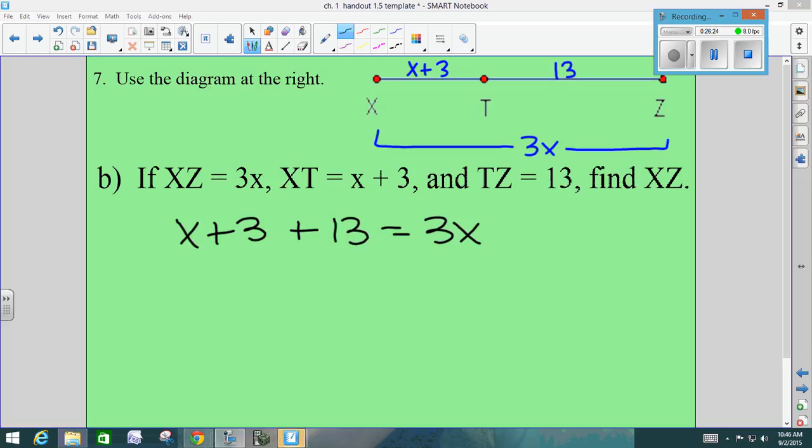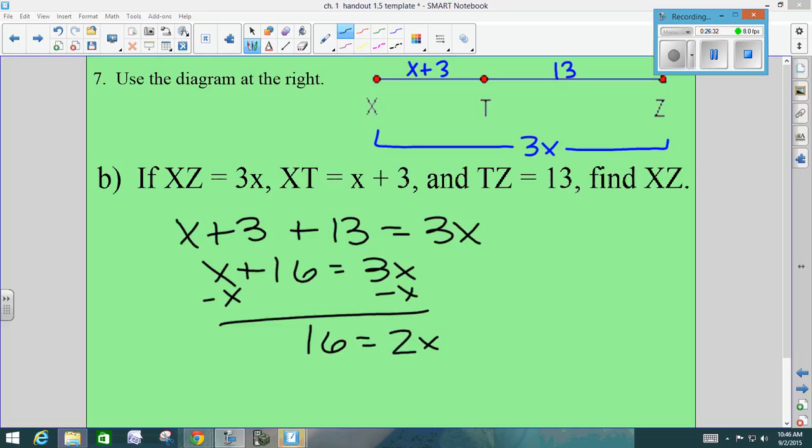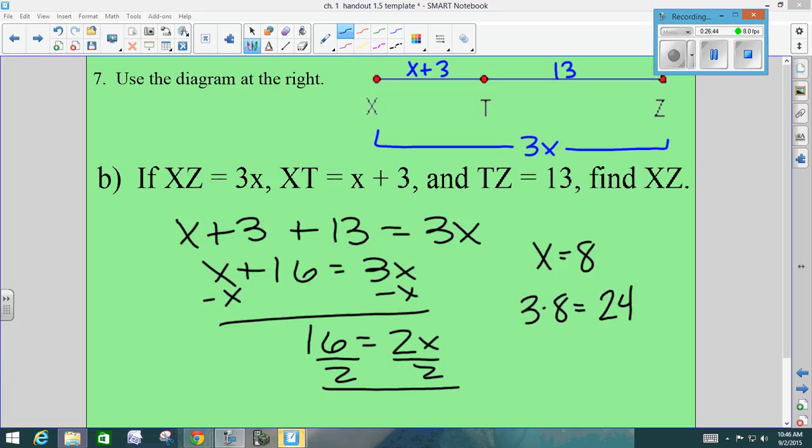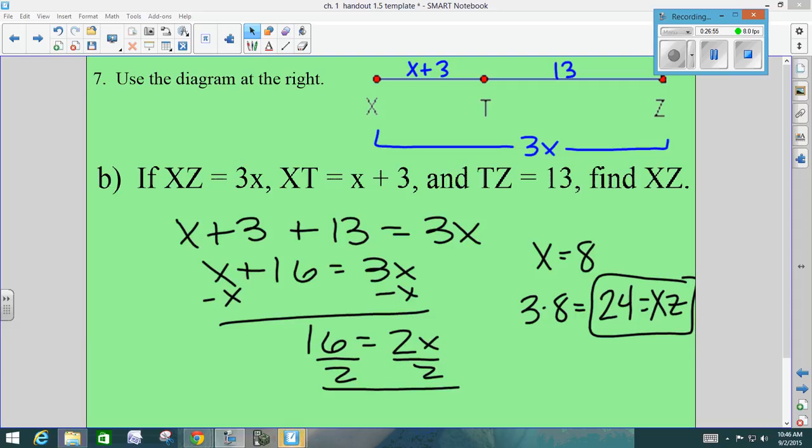And then use your algebra. This becomes x plus 16 equals 3x. Subtract x to the right. 16 equals 2x. Divide by 2, and what does x equal? 8. Good. How are we going to find XZ? What's 3 times 8? All right, XZ equals 24, because I want to know what the length of XZ is, and XZ is represented by 3x.